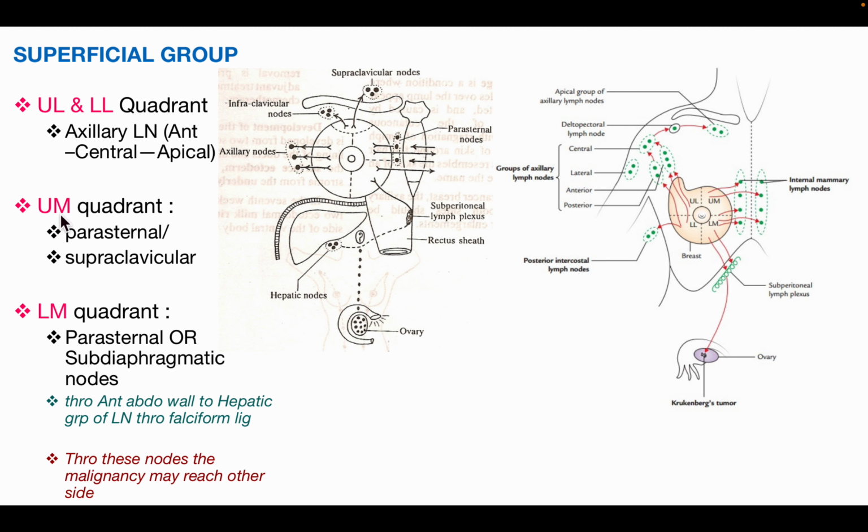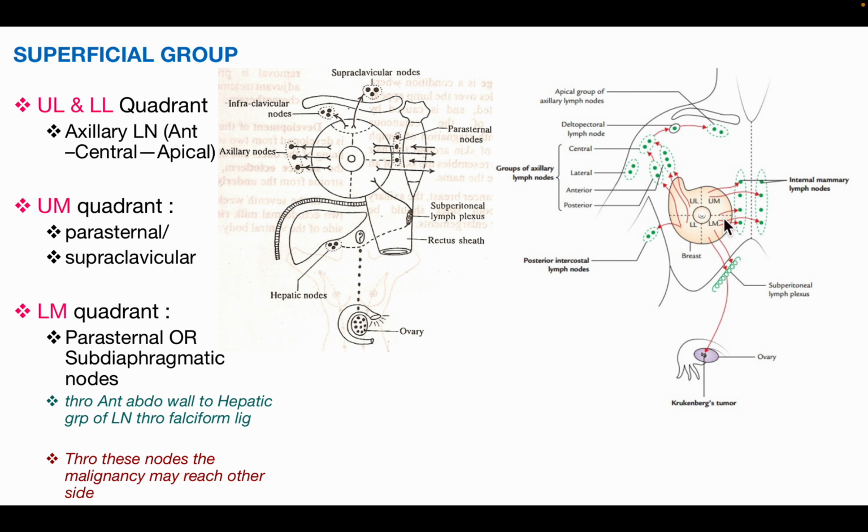Then we have the upper medial. From the upper medial, if you see here, it goes and drains into the parasternal lymph nodes, and from here it also goes and drains into the supraclavicular lymph nodes, right? Then we have the lower medial.